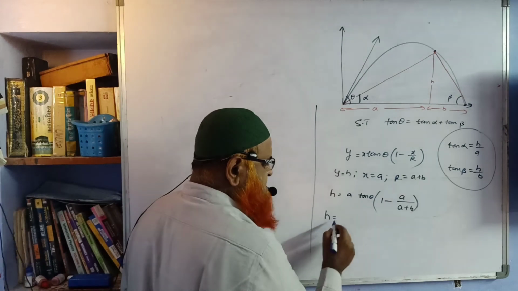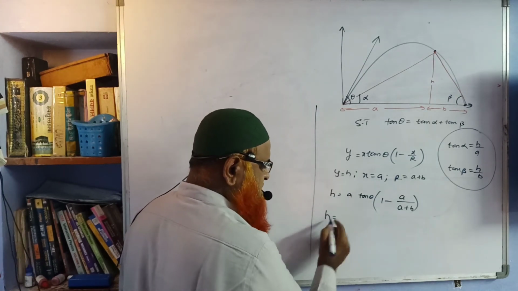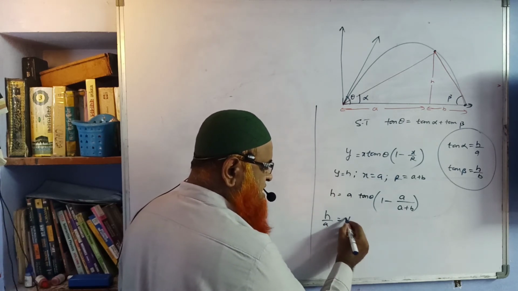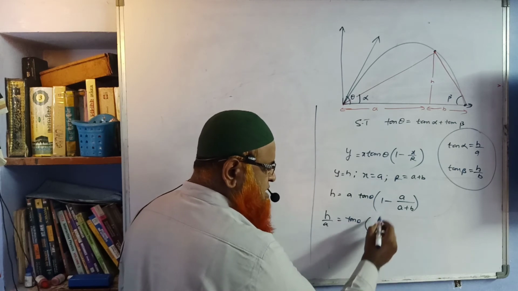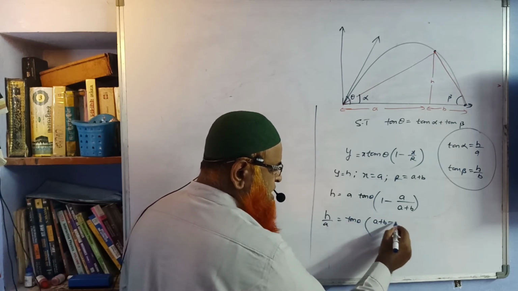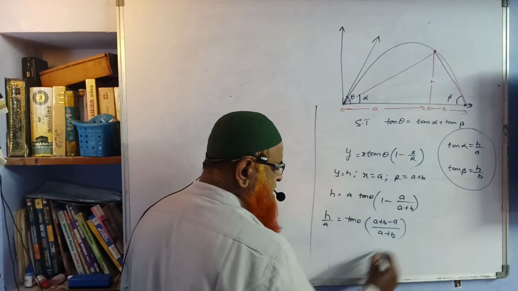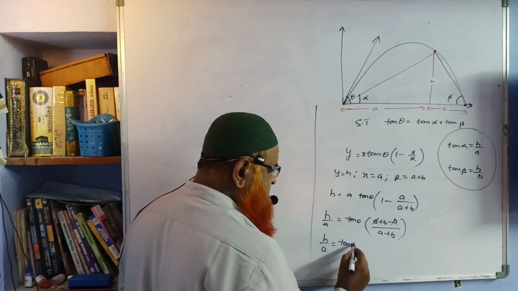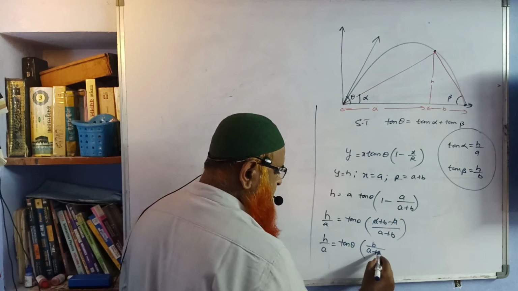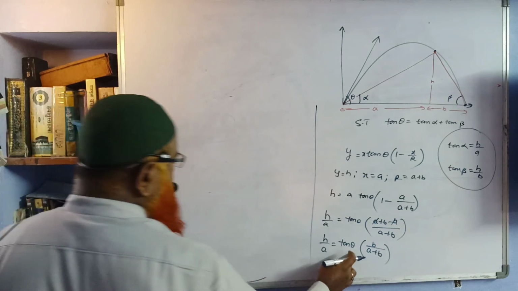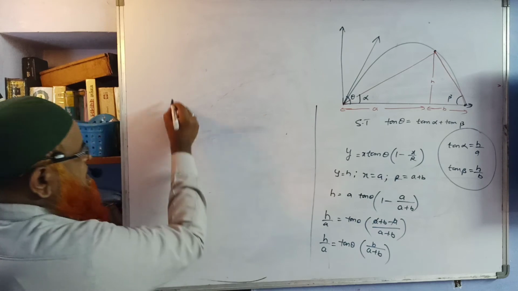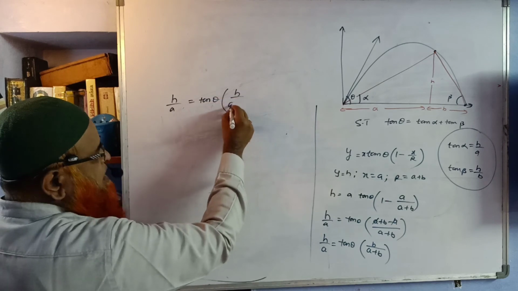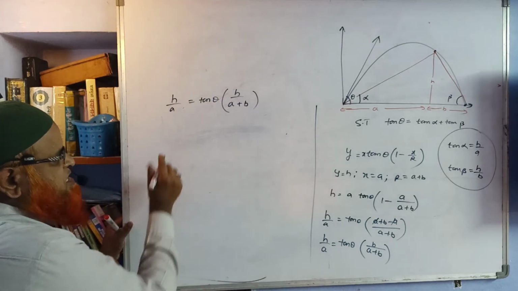Next, h you'll write. You take this a to below h. After that, the tan theta part will be like this only, and you can make an LCM: a plus b minus a by a plus b. So a gets cancelled. So h by a is equal to tan theta which can be written as b by a plus b. Slowly you can just modify this formula. What is the next step here? The next step is h by a is equal to tan theta into b by a plus b. So now you can modify this problem like this.